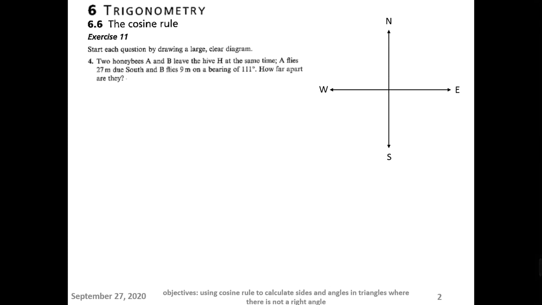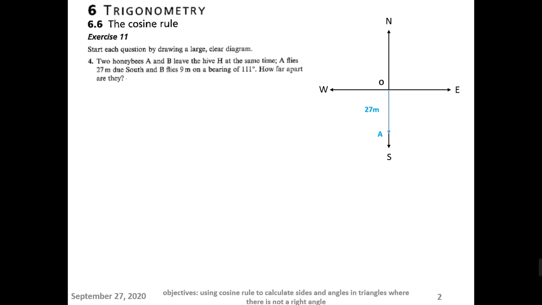Now, A and B are flying from the exact same spot, and it's the origin point. So this is the origin point. A is going down towards the south 27 meters. Here we go. And B is flying from the exact same location, which is the origin point, at a bearing of 111.